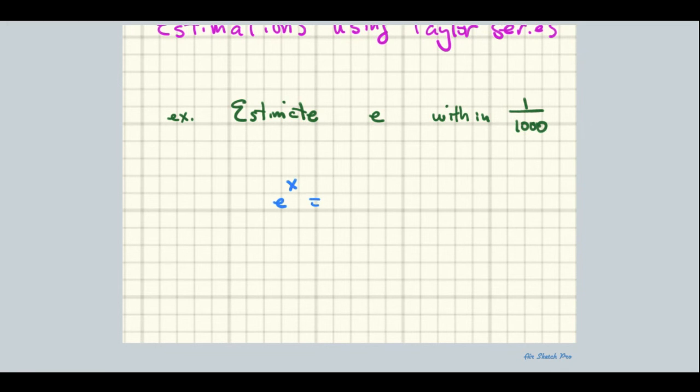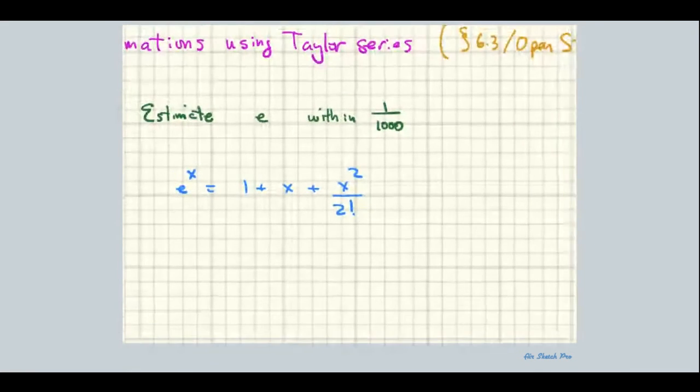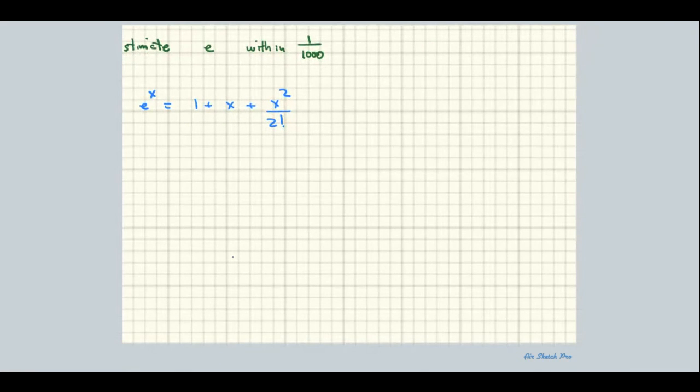And here the Taylor series for this is 1 plus x, and here I'm expanding around 0. This is the Maclaurin series for it. Plus x squared over 2 factorial plus x cubed over 3 factorial plus x to the 4th over 4 factorial plus x to the 5th over 5 factorial plus x to the 6th over 6 factorial plus x to the 7th over 7 factorial. At this point, I think my factorials are bigger than 1,000. And so I'm happy.